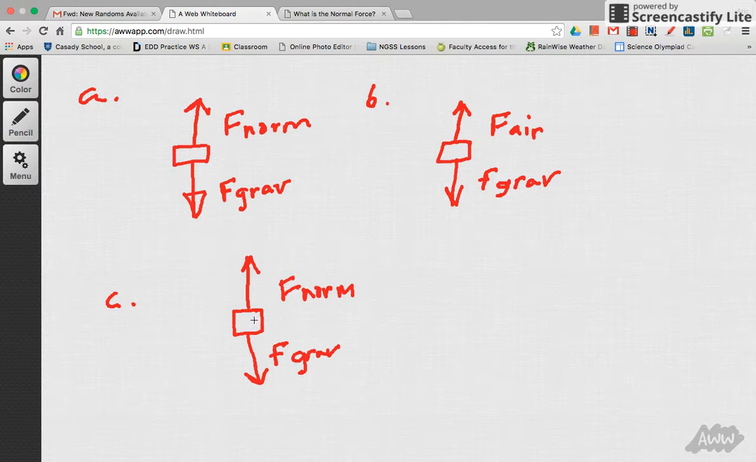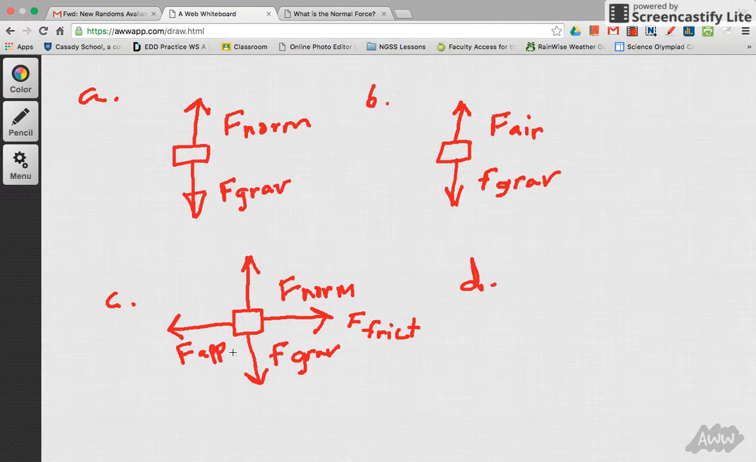And the crate is moving to the left. It's being pushed left. So we know we have to have a force pushing it left, and that's going to be applied to it. So that's going to be an F ap. And it's moving at a constant velocity. So there's no acceleration. So we need to make sure that these two lines are the same in length, representing the magnitude of the force. And when you're pushing a crate along the ground, you're going to have a lot of friction. So that's that one.